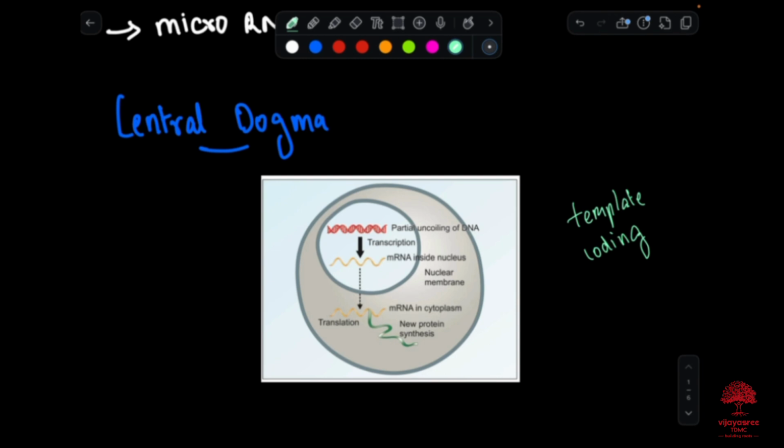Now, once this DNA is replicated, next is the process of transcription. Transcription is basically the process of formation of the mRNA. It happens inside the nucleus, as you can see. Next is the process of translation in which the proteins are formed. This happens outside the nucleus in the cytoplasm, so the proteins will be finally formed.